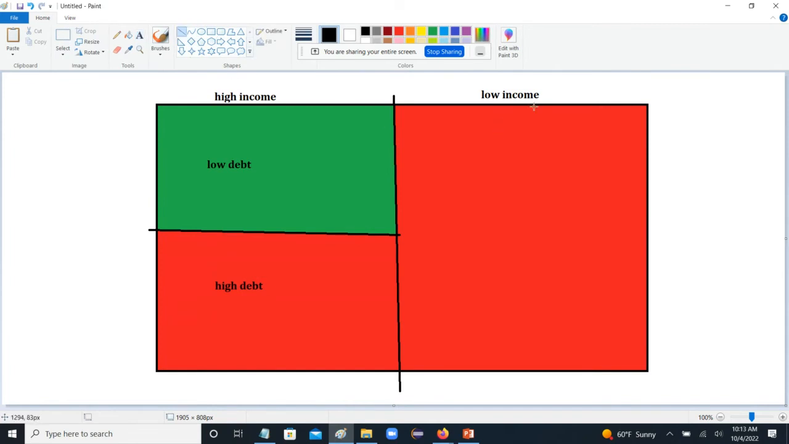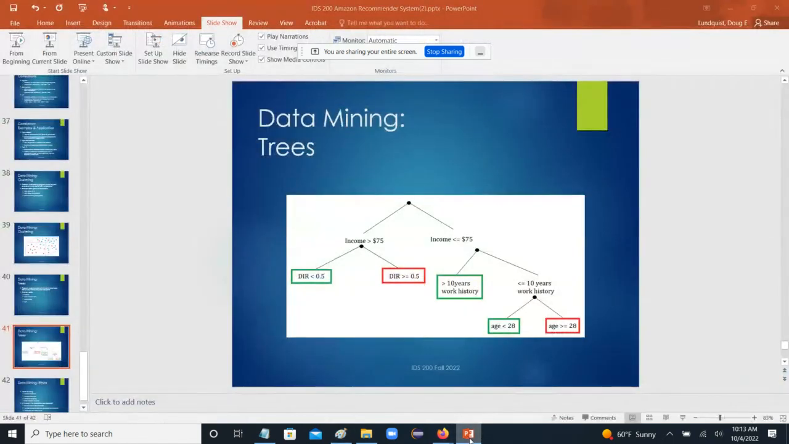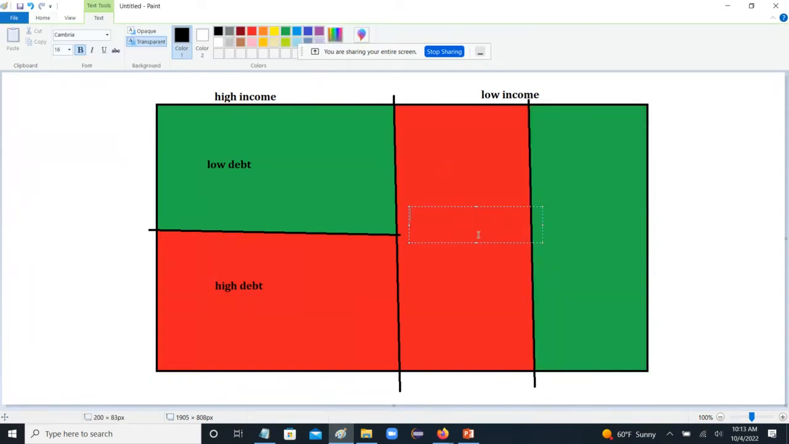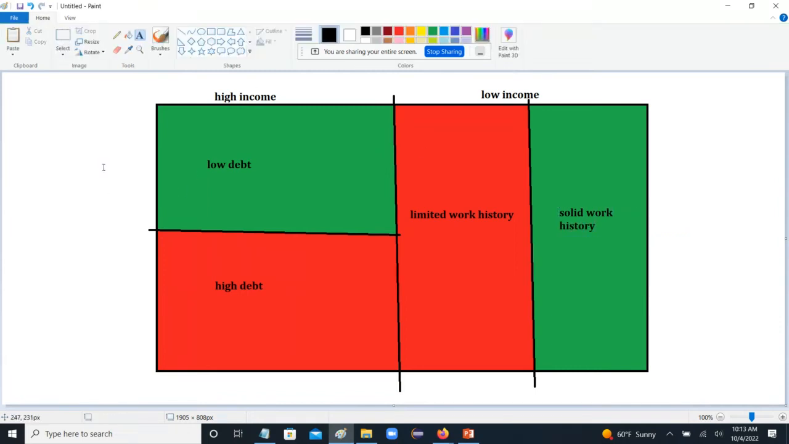Likewise, for low income people, you can split that. You can say something like, what do we have for low income people? Work history, right? We'll fill that in. So we'll say limited work history, and here we'll say solid work history, right? You might find those are different groups. So again, with cluster analysis, you keep the data in one shape, you look at it, you split it with one simple rule. With tree analysis, it's kind of the same thing. You're doing cluster analysis with cluster analyses within cluster analyses, right?